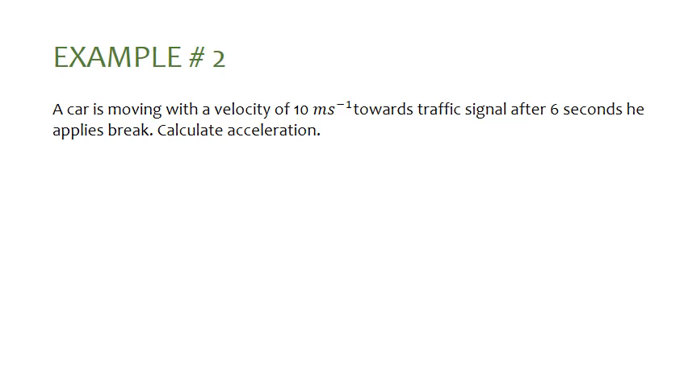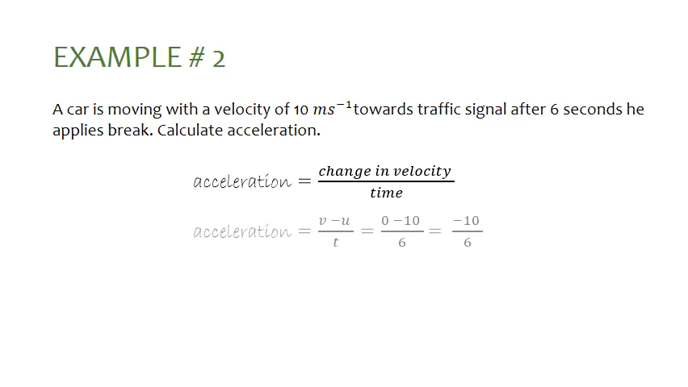In the second example, a car is moving with a velocity of 100 meter per second towards a traffic signal. After 6 seconds, he applies brake. Calculate acceleration. So here we need to use acceleration is equal to change in velocity divided by time. Now acceleration will be obtained as v minus u. Here v is your final velocity and u is initial velocity.